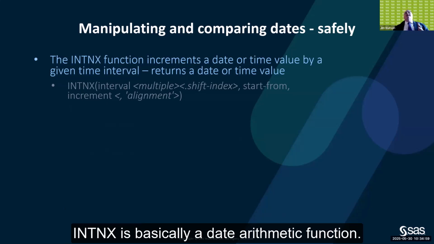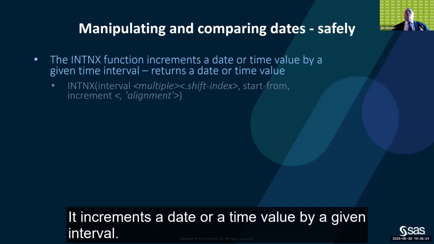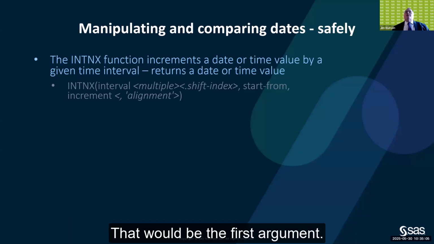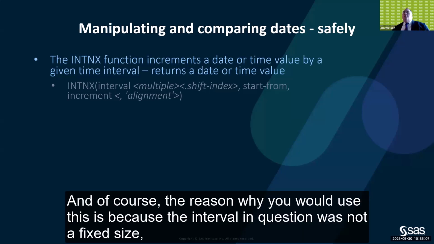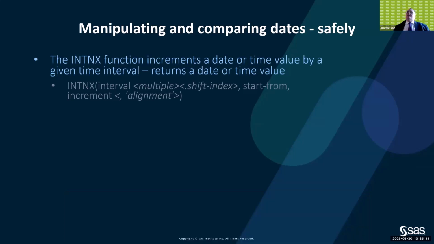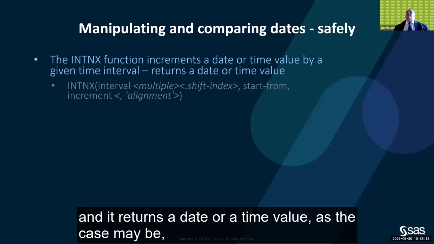INTNX is basically a date arithmetic function. It increments a date or a time value by a given interval. That would be the first argument. And of course, the reason why you would use this is because the interval in question was not a fixed size. And it returns a date or a time value as the case may be.